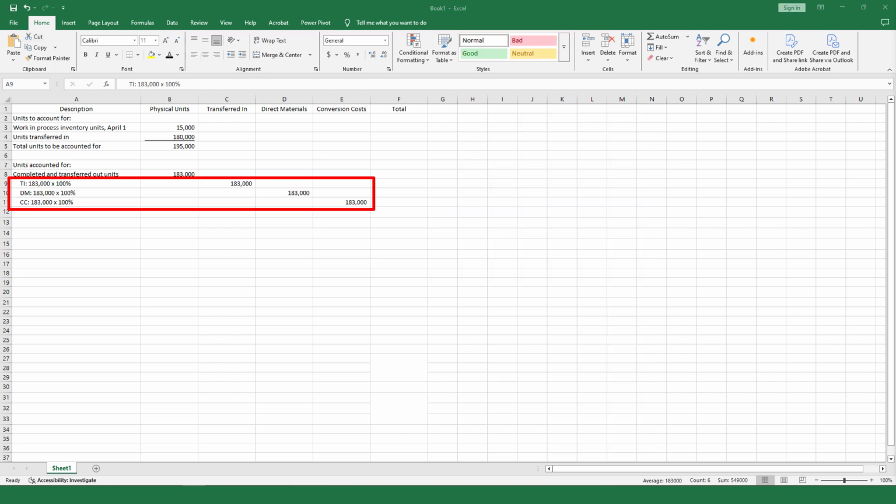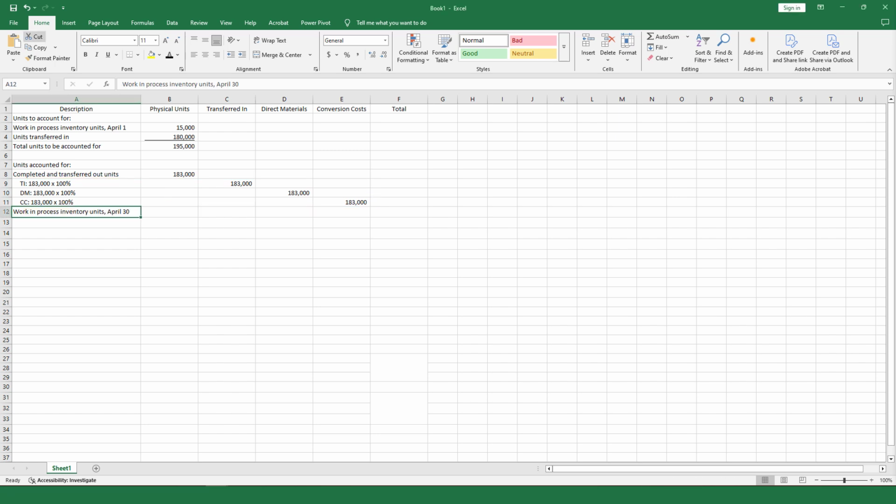Since 100% of these units have been completed and transferred out by April 30th, we can use that information to determine the equivalent units for transferred in, direct materials, and conversion costs. 100% multiplied by the physical units of 183,000 is equal to 183,000 equivalent units for all 3 columns. Note that in all 3 columns, the equivalent units are equal to the physical units because all of the units are complete. We now move on to the work in process inventory at the end of the period, April 30th.